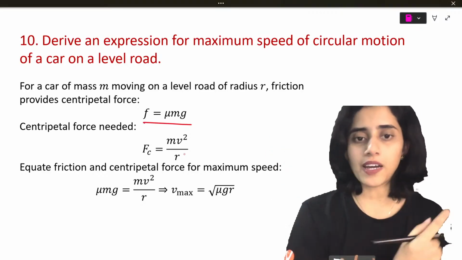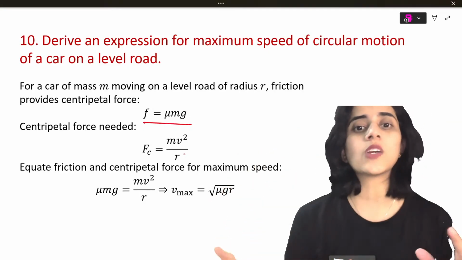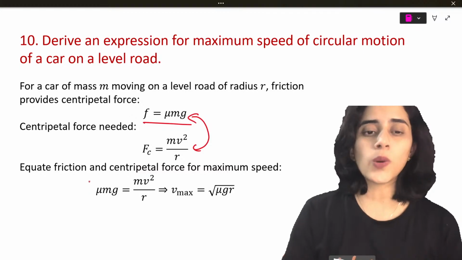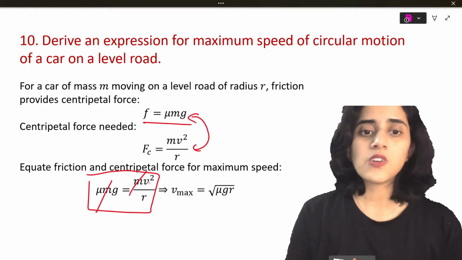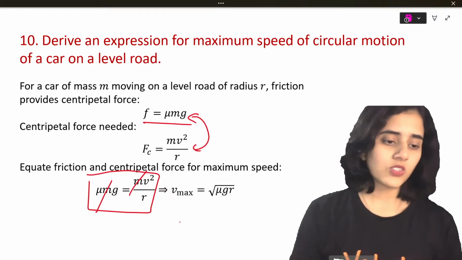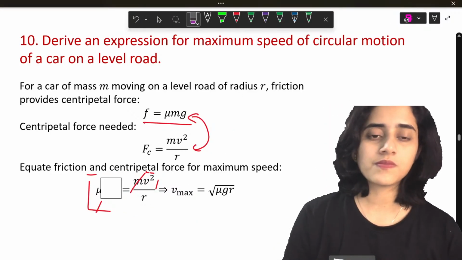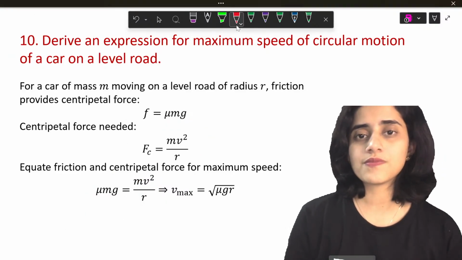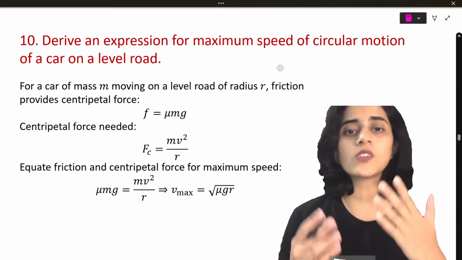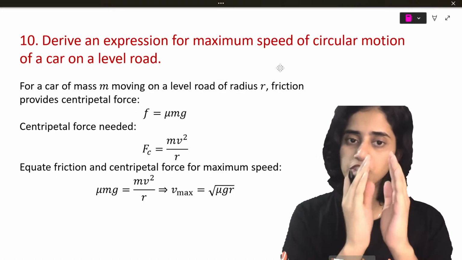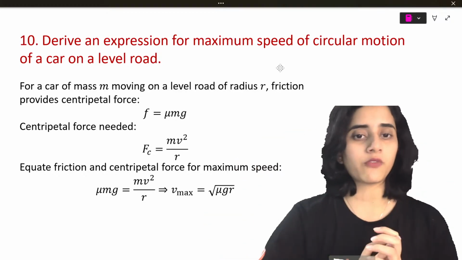To maintain a circular path, mv²/r, which is centripetal force, and the force because of friction should be equal. So this and this should be equal. That is how you get this equation. From this, m and m you cancel. What remains? v² is equal to μgr. Since this is a square, you square root it. Easy, no? Any doubts here? See, F is equal to μmg, where μ is the frictional coefficient and mg gives you the force of friction. So friction should be equal to centripetal force.